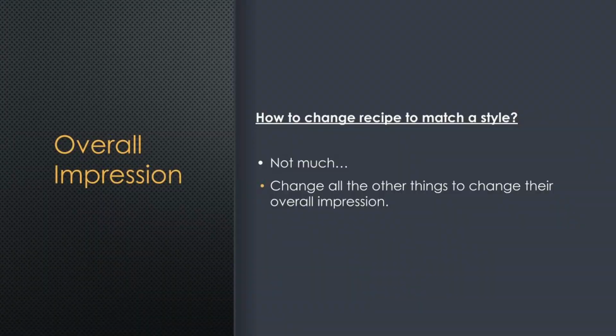So can you change the overall impression? Well, not much. There's not really anything to change if you've changed all of the other characteristics individually. Again, you may not even need to change your recipe at all. Your recipe may be solid, but adjusting something like mash temperature or your water profile could make a huge difference in the appearance and the perception of your beer to the judges.